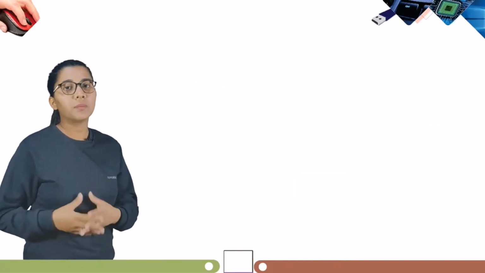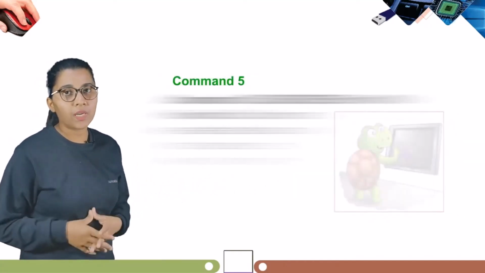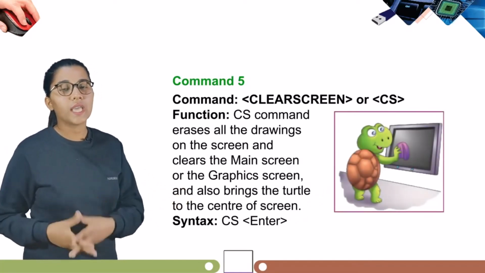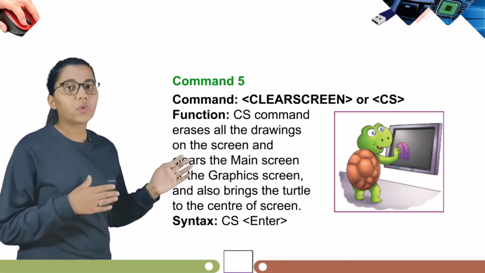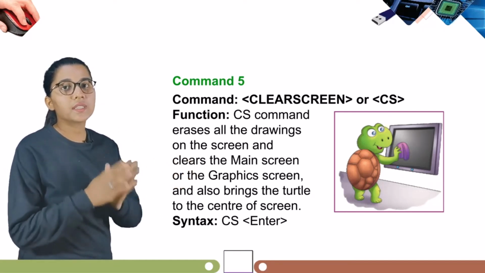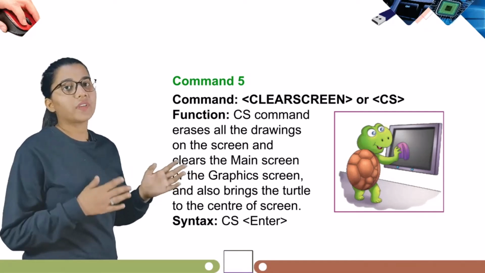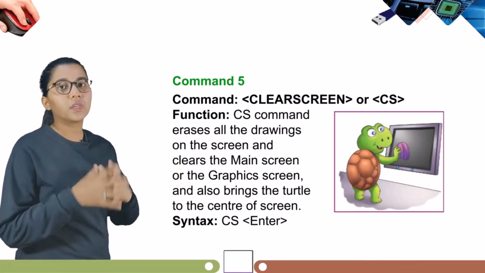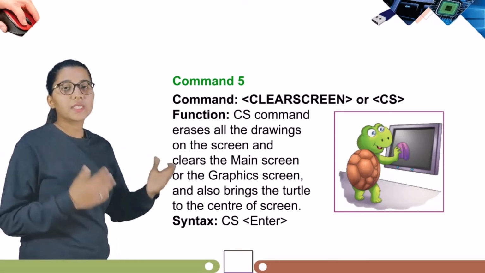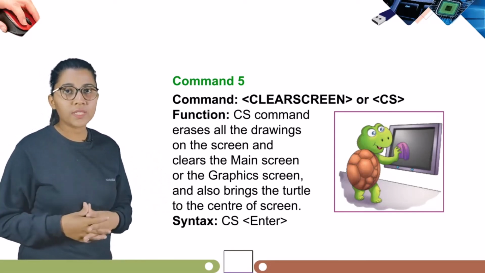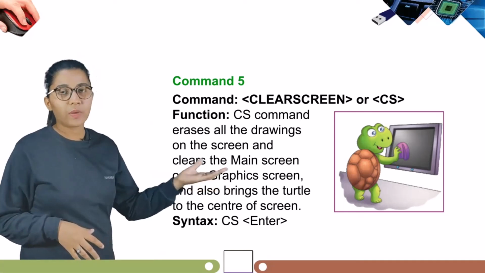Now our next command is command 5. Command: clear screen or CS. Function: CS command erases all the drawing on the screen, clears the main screen or the graphic screen, and also brings the turtle to the center of the screen. Syntax is CS or enter. Now students, here you can see the picture of command 5.